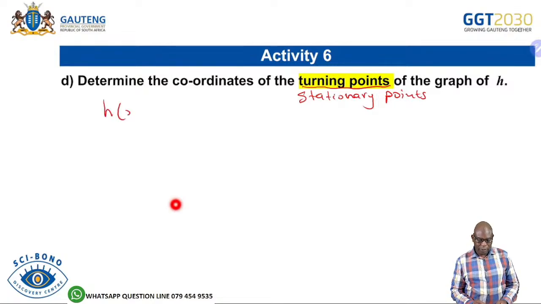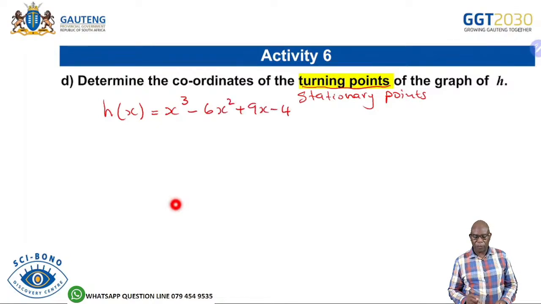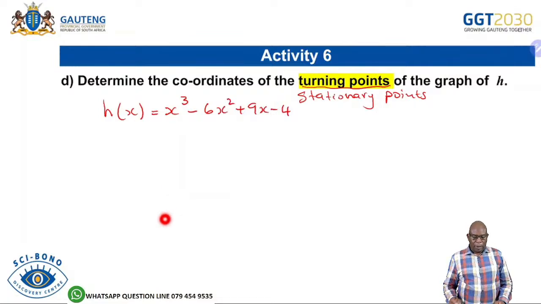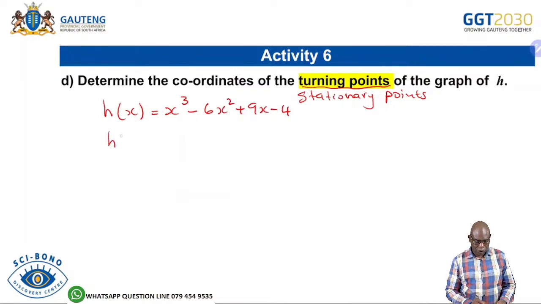Writing the equation again. h of x is x cubed minus 6x squared plus 9x minus 4. Now, how are we going to get the stationary points? Remember, stationary points are nothing else but where the gradient is 0 at a certain point, which means I need to differentiate.